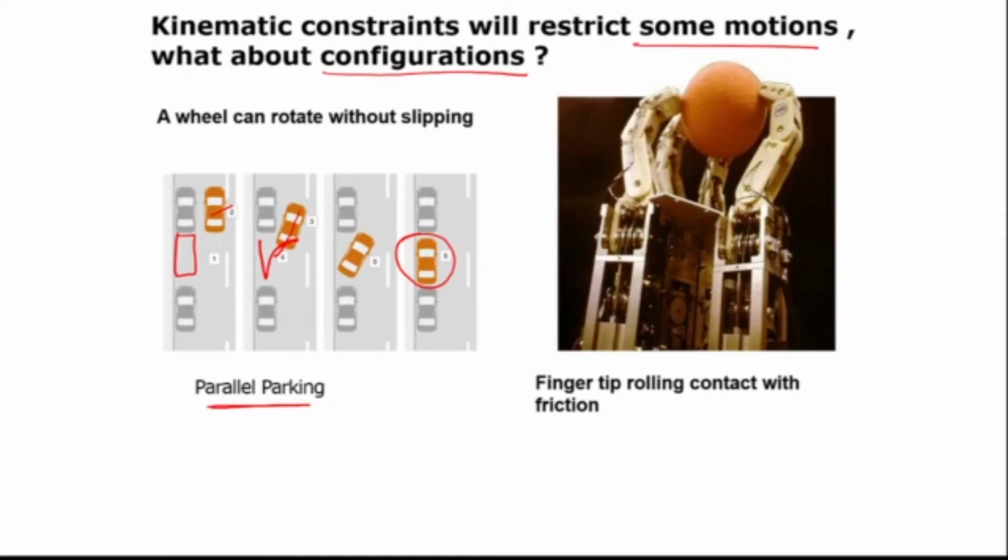Now there are two questions here being asked. Number one is, because this car has a kinematic constraint which does not allow the car to go sideways, now will it restrict some of the motions?